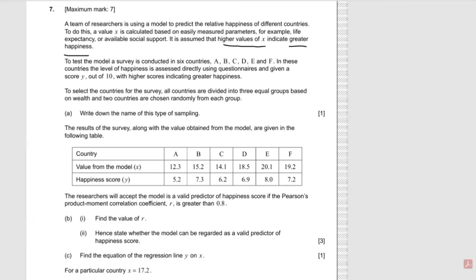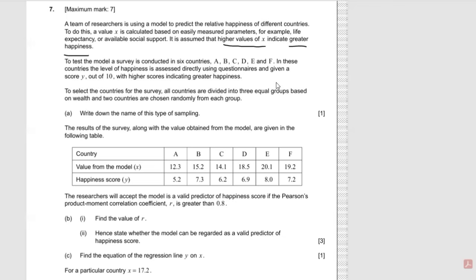To test the model, a survey is conducted in 6 countries, A to F. In these countries, the level of happiness is assessed directly using questionnaires and given a score out of 10, with higher scores indicating greater happiness. To select the countries for the survey, all countries are divided into 3 equal groups based on wealth, and 2 countries are chosen randomly from each group. Part A, write down the name of this type of sampling.